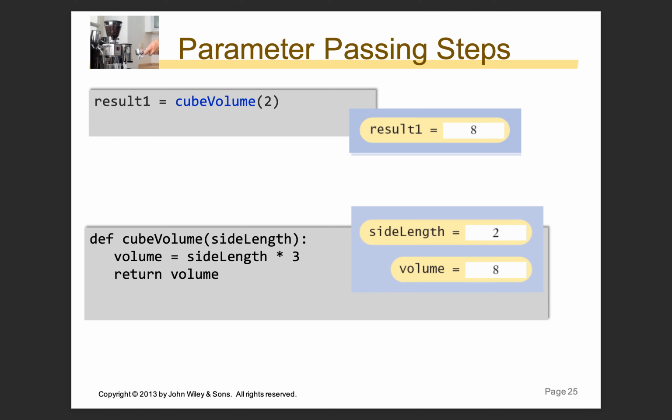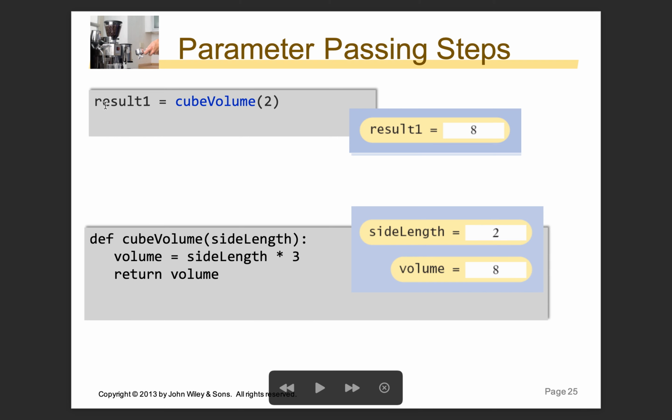Okay, so to look at that in a bit of detail, result 1 equals cube volume 2. The 2 here is the argument value. The side length is the parameter variable. So the parameter variable side length gets assigned the literal value 2. Then we do 2 cubed. This shouldn't be times, it should be double asterisks for cubing. 2 cubed is 8. That gets assigned to the variable volume, and then we return the value stored in the variable volume to here in our lines of code, which is 8, and then 8 gets stored in the variable result 1.